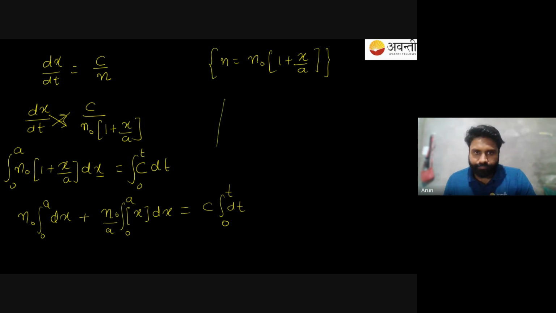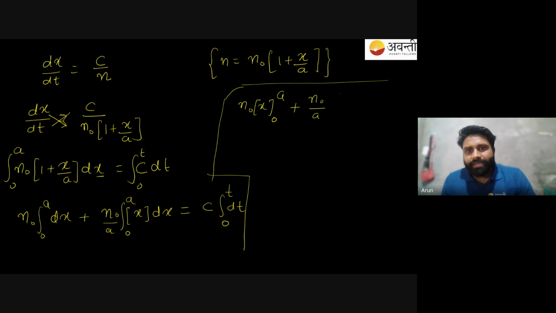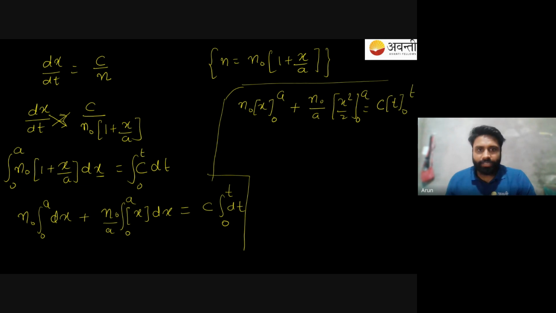Now on this part, this integration is nothing but x from 0 to a. This integration is nothing but x square by 2, from 0 to a, equals, this integration is nothing but ct from 0 to t. I hope you have remembered the basic formula for integration. That must have been taught to you in physics also.